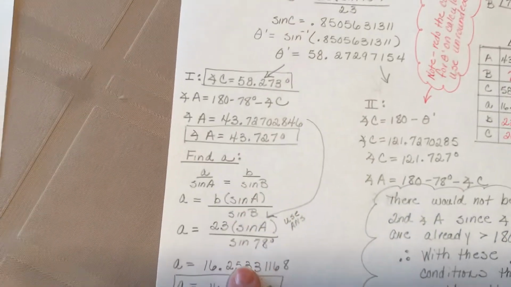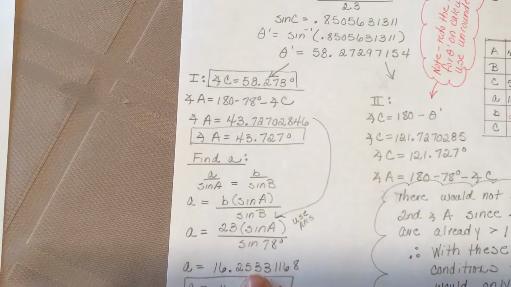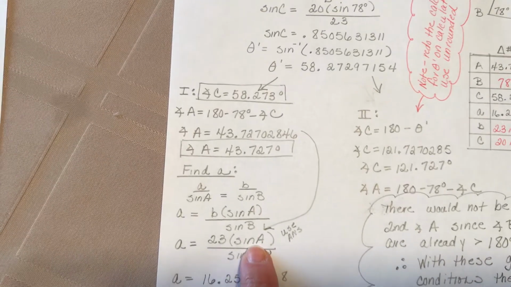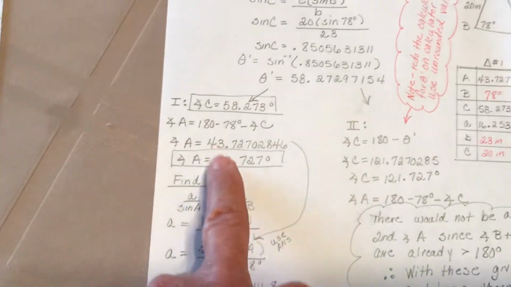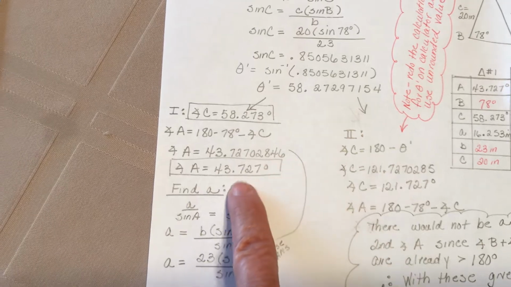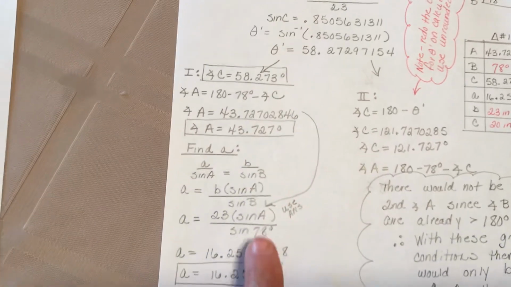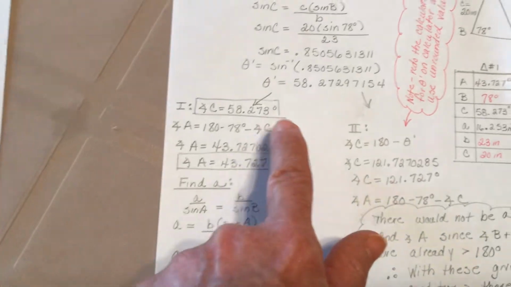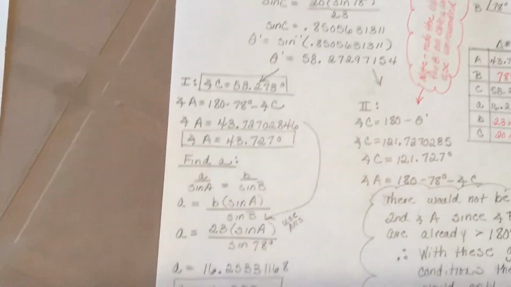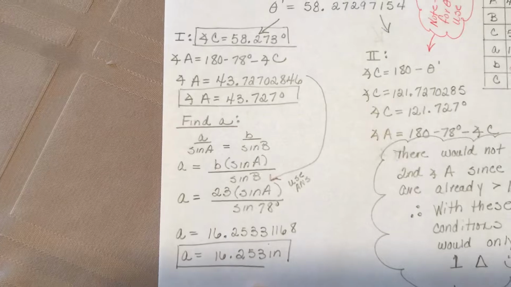Running through the law of sines, I found side a. You always have to use your unrounded answer. So even though you wrote this down as a rounded value, when you use it again to find side a, you have to use that unrounded value. And there's the measure of side a.